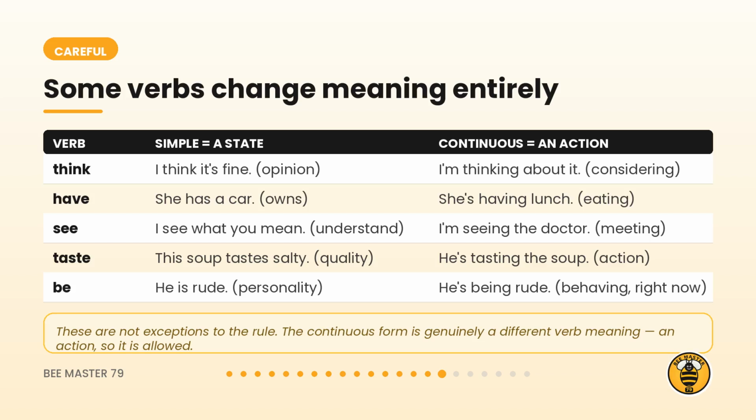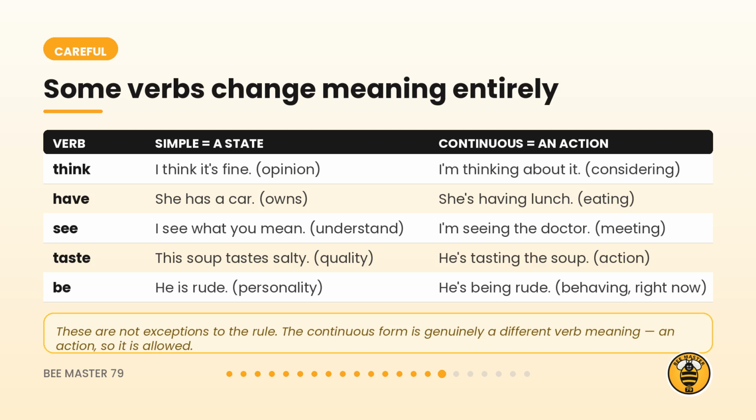A few verbs sit in both camps and change meaning completely when you make them continuous. Think. I think it's fine is an opinion, a state. I'm thinking about it is a mental activity, an action. Have. She has a car means she owns it. She's having lunch means she is eating. Say, I see what you mean is understanding. I'm seeing the doctor is an appointment.